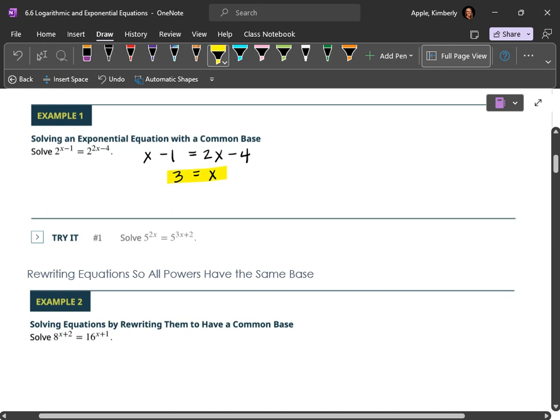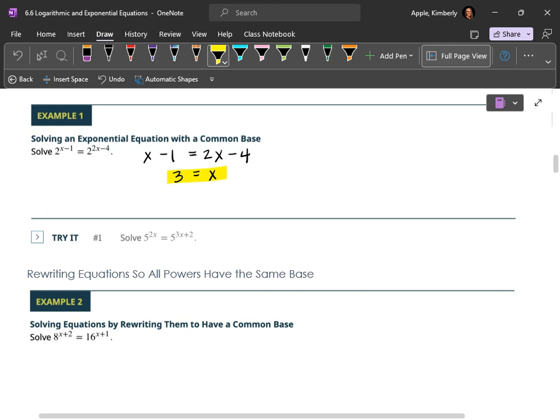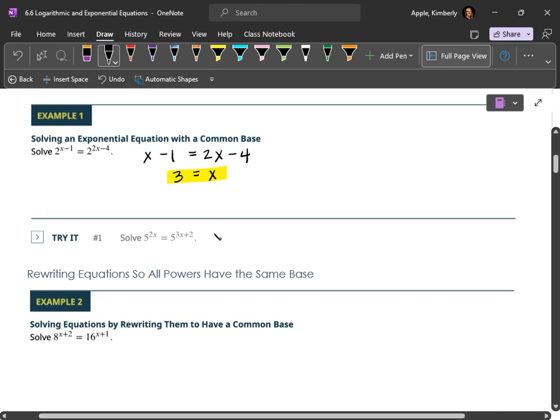Love that. So if you want to give this one a try, if you want to pause the video and give it a shot, you should obtain x equals -2.